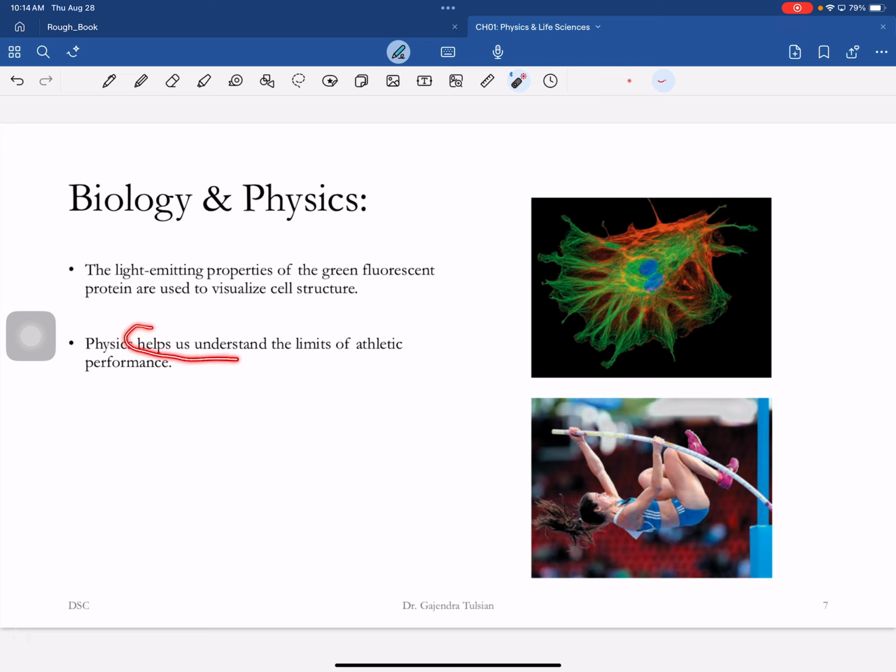So physics helps us understand the limits of athletic performance. It'll tell you how high you can jump. I mean, you can't probably jump beyond this point and so on.